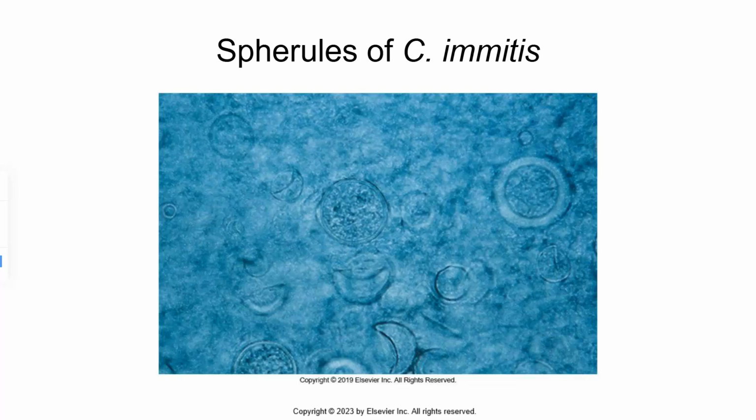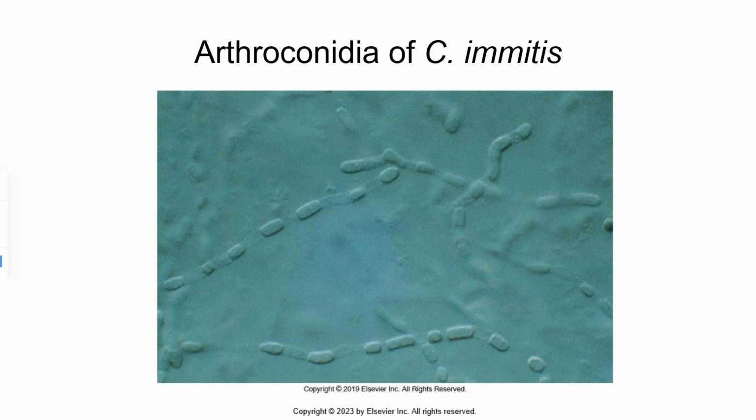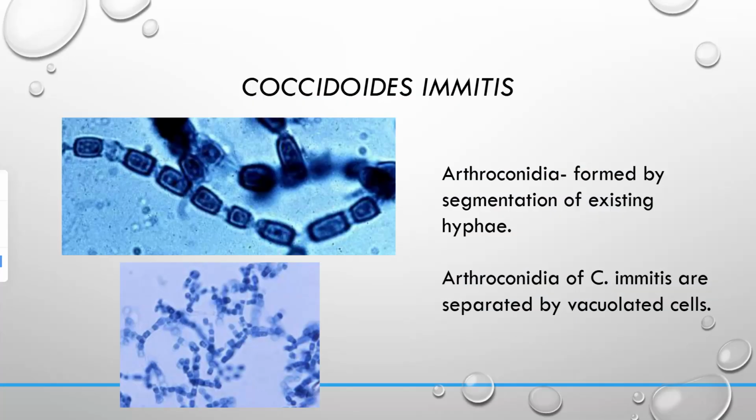So this shows the spherules. Those are more round shaped. And here's the arthroconidia. These two pictures are more commonly used on the qualifying exams, so you're probably going to encounter the arthroconidia a little bit more than spherules. And this is kind of characteristic of what it would look like under the microscope.